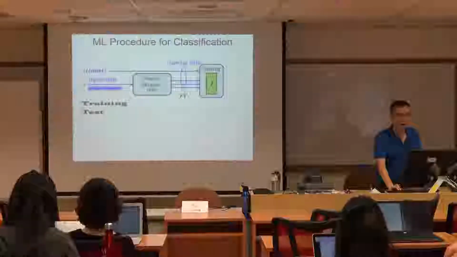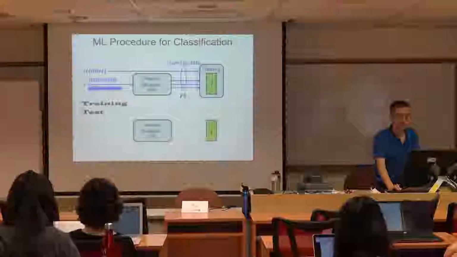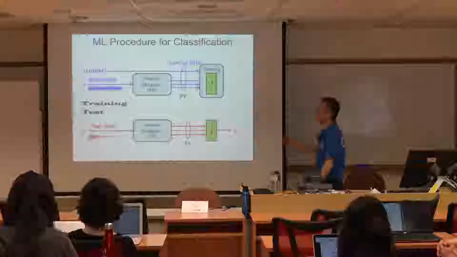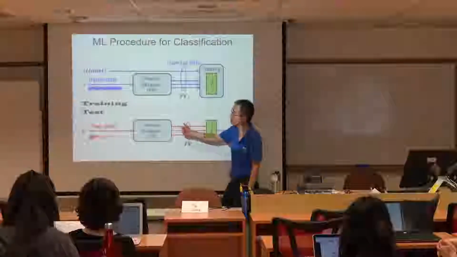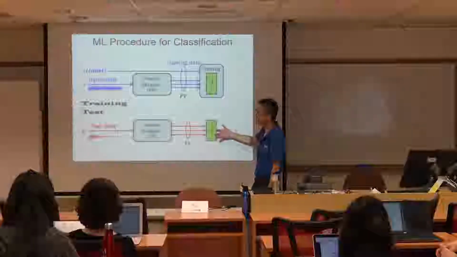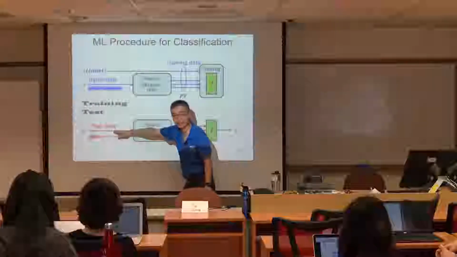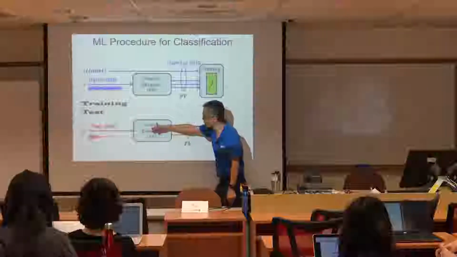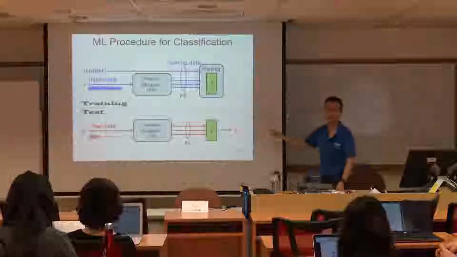Then after this training is finished, we put the algorithm into test. We are going to use exactly the same feature extraction module here in this testing phase. We are going to use exactly the training function f, but for this testing part, we only have the test data without the label. Our job is to go through this entire procedure to predict the label. That's the idea here, okay?